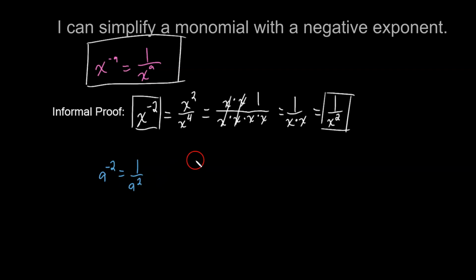Or if we were given 1 over b to the power of negative 3, the reciprocal of this, well, we would flip this up to the top. So this would be equal to b to the power of 3. And that is how we would simplify that monomial there.